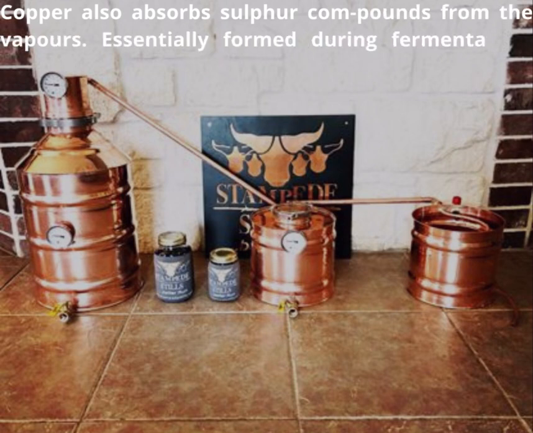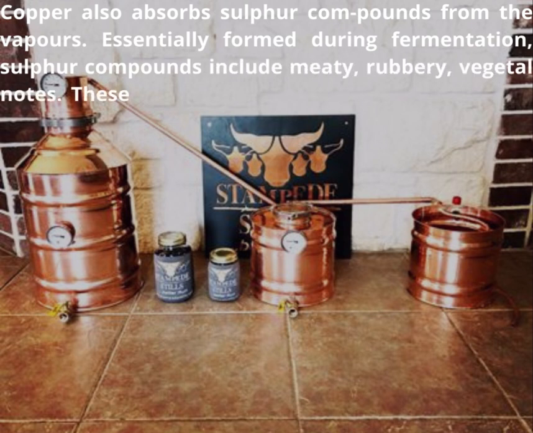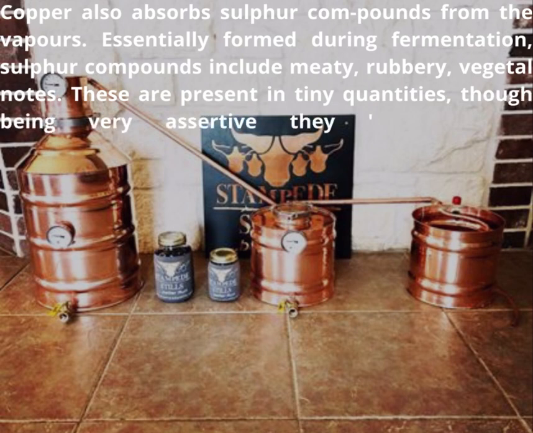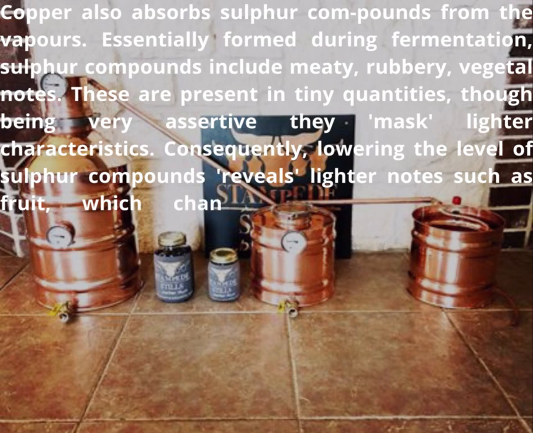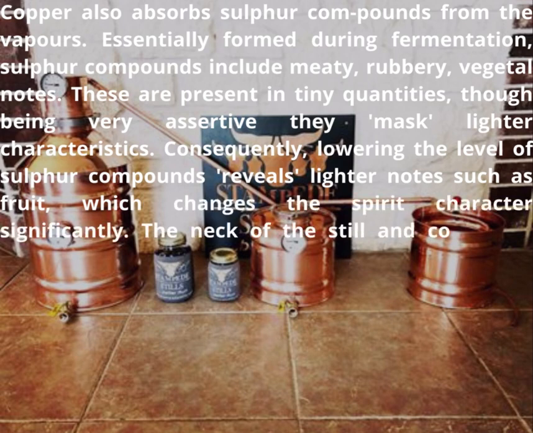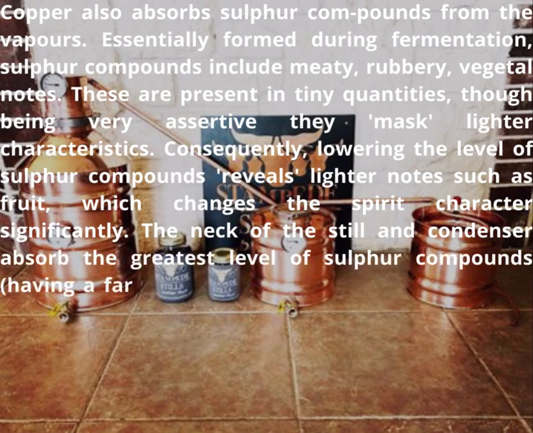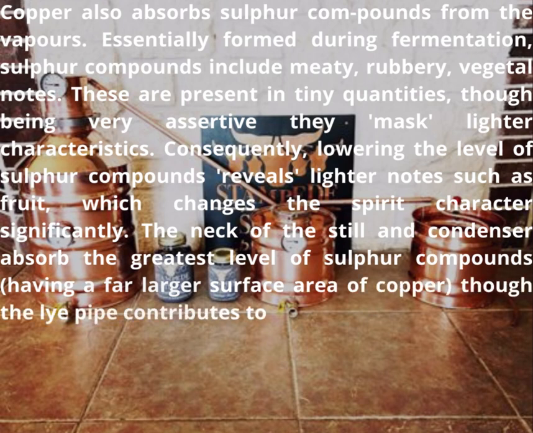Copper also absorbs sulfur compounds from the vapors. Essentially formed during fermentation, sulfur compounds include meaty, rubbery, vegetal notes. These are present in tiny quantities, though being very assertive, they mask lighter characteristics. Consequently, lowering the level of sulfur compounds reveals lighter notes such as fruit, which changes the spirit character significantly. The neck of the still and condenser absorb the greatest level of sulfur compounds, having a far larger surface area of copper, though the Lye Pipe contributes to this.